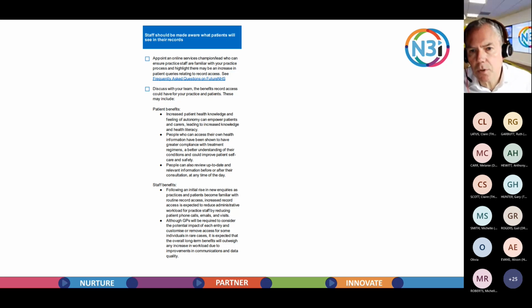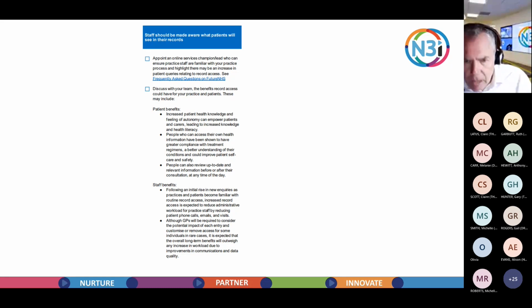As it says there, discuss with your team the benefits record access could have for practice and patients. Yeah, I think this is important. I'm sure that you're all sat listening to this now, thinking about the resource implications, what could go wrong, all of the safeguarding stuff. I don't mean to say negative, but that is where a lot of your thoughts will be going, because it is a big deal.